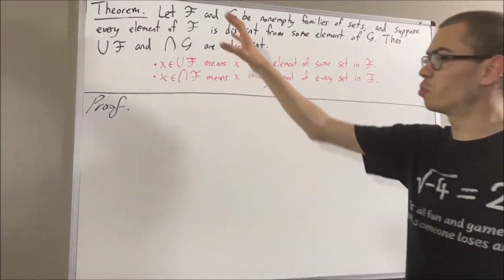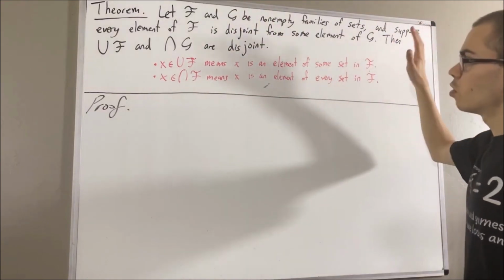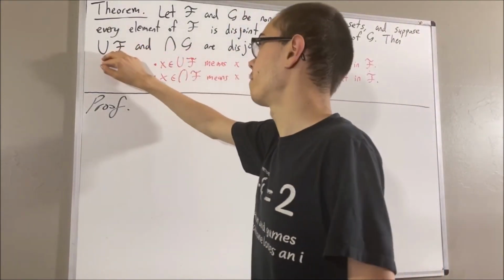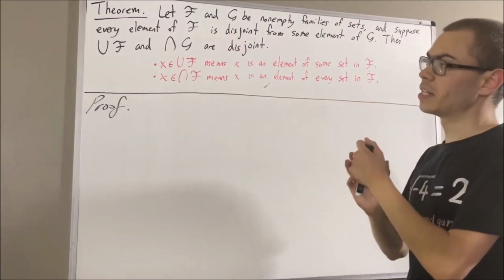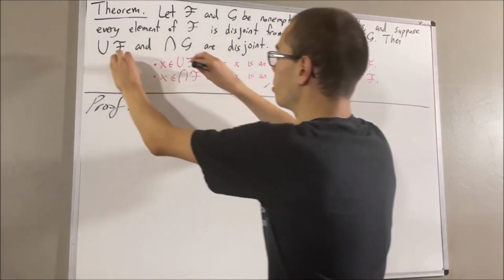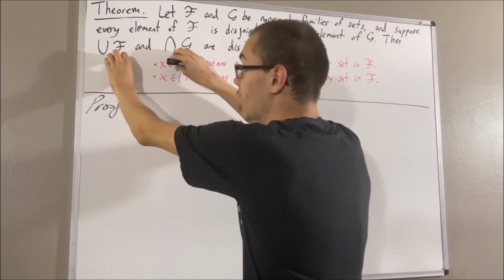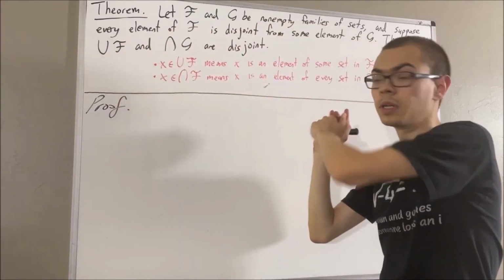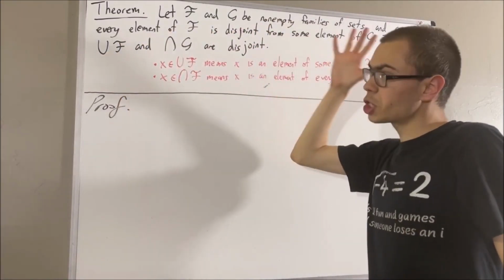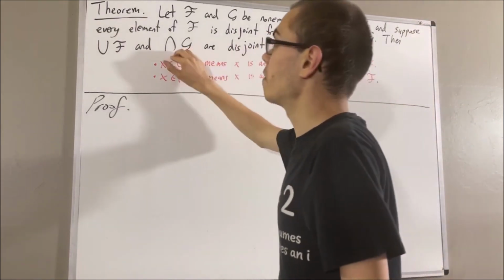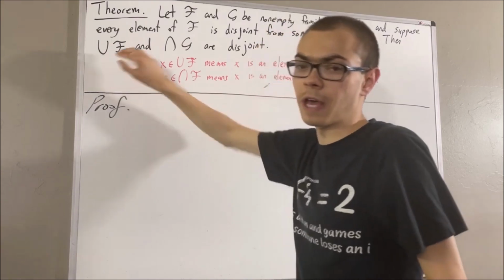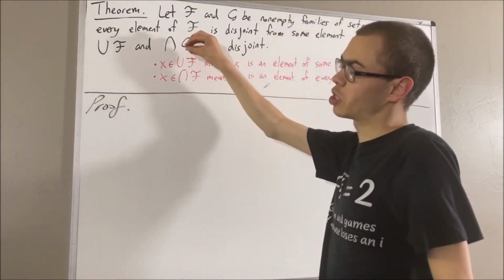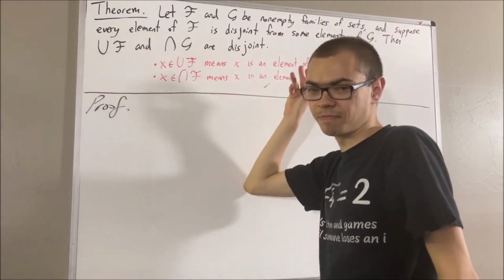Okay, so now let's get into proving the theorem. We're trying to prove that the union of f and the intersection of g are disjoint. What that means is we want to show that the union of f and the intersection of g share no elements in common. The way we're going to prove that is we're going to show that every element of the intersection of G does not belong to the union of F. So give me an arbitrary element of the intersection of G. I'll call it X.